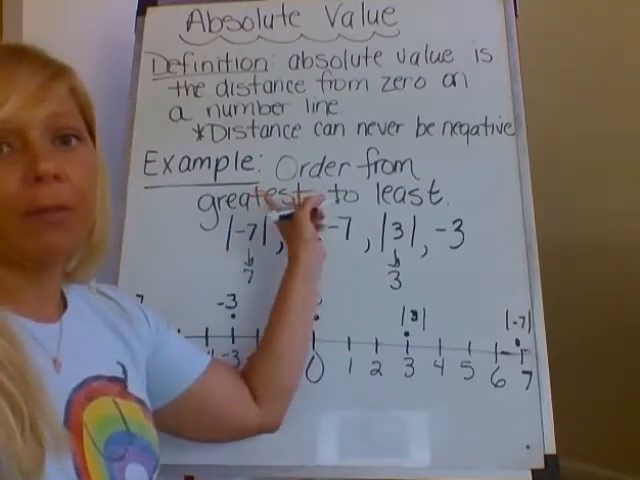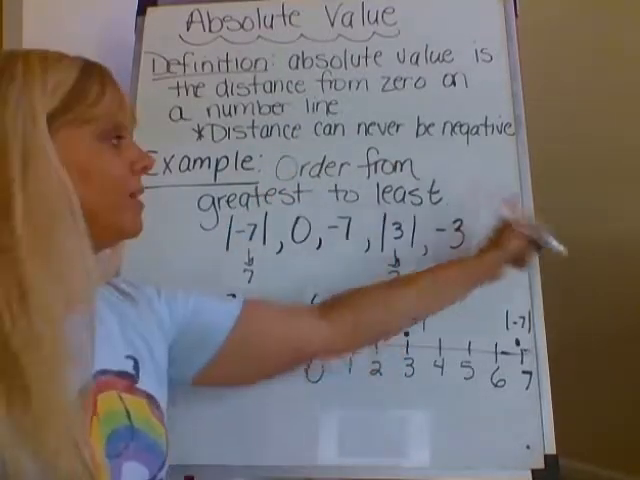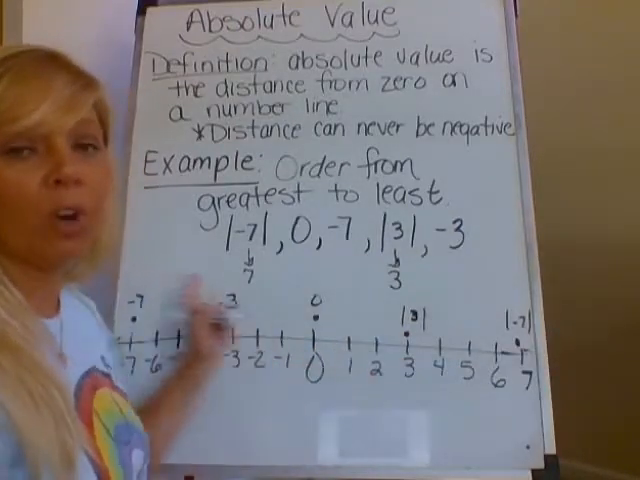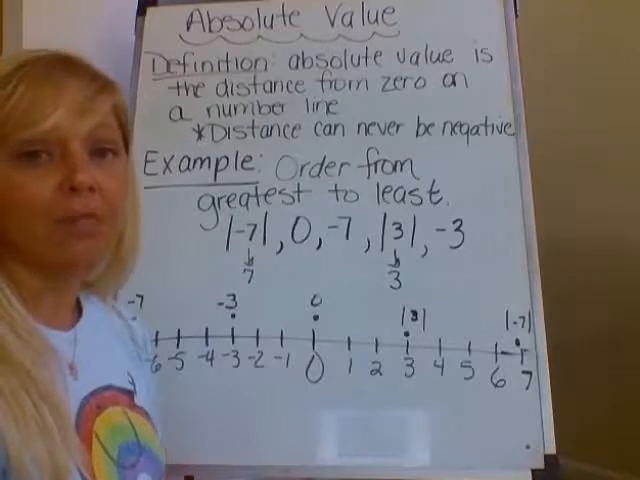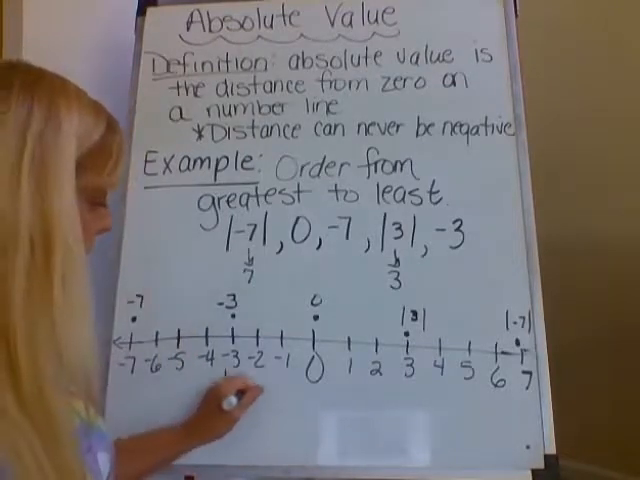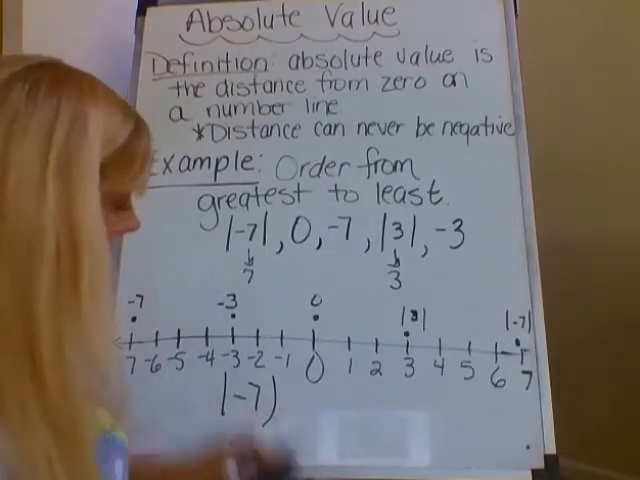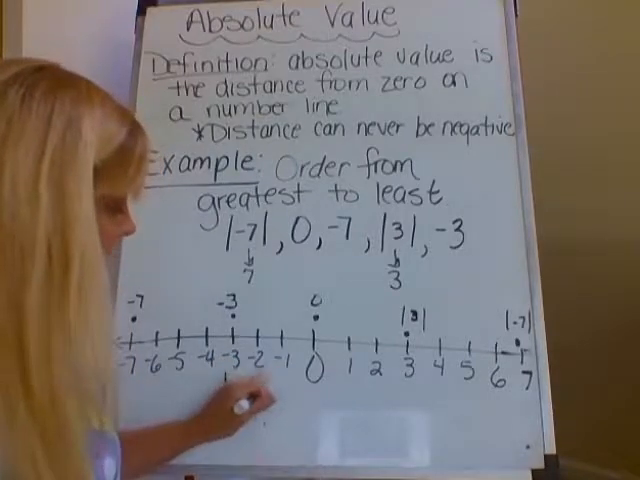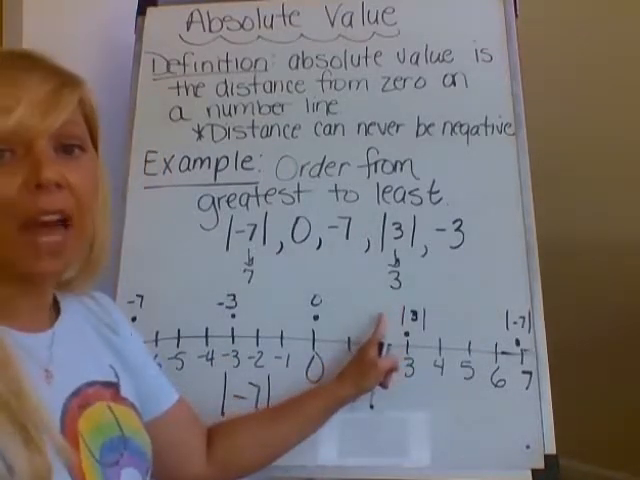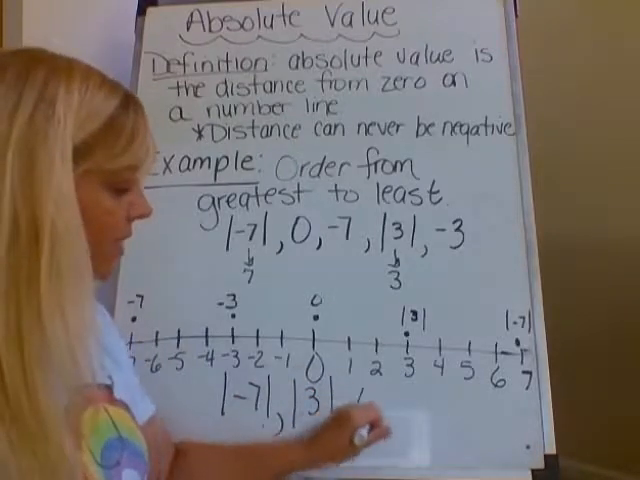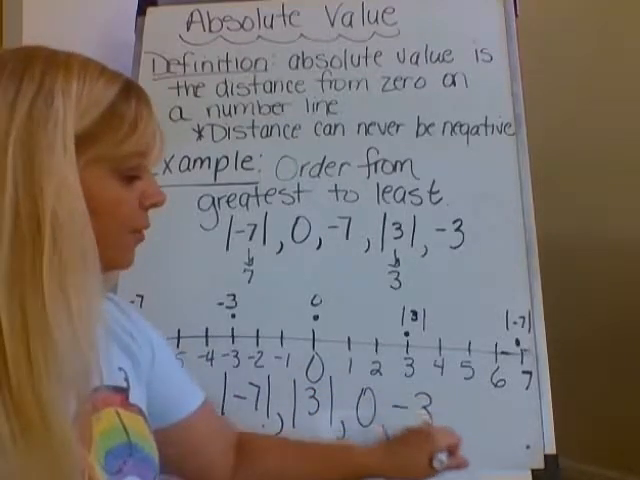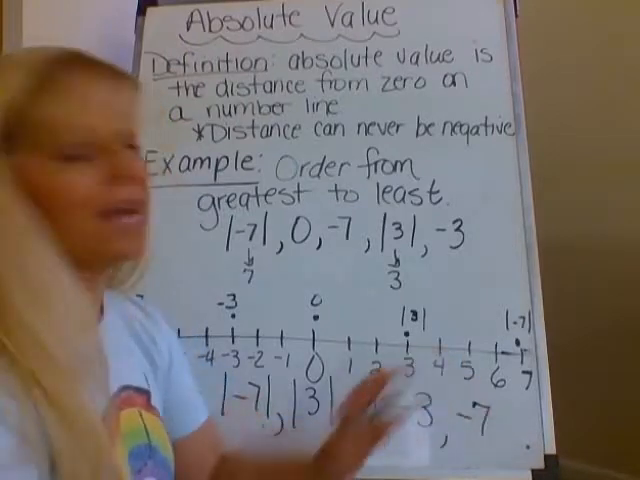And I want to order them from greatest to least. That means I need to start at my far right side and work my way to the left. So my greatest value is actually the absolute value of negative 7. Then I have the absolute value of 3. Then 0, then negative 3, and then negative 7.